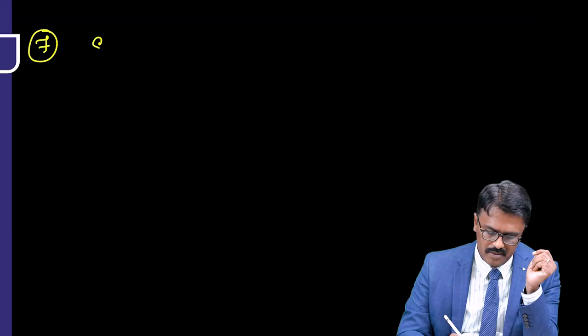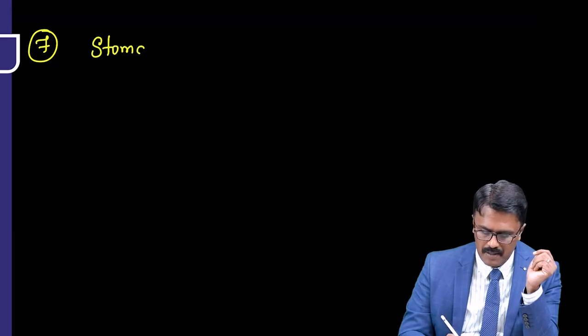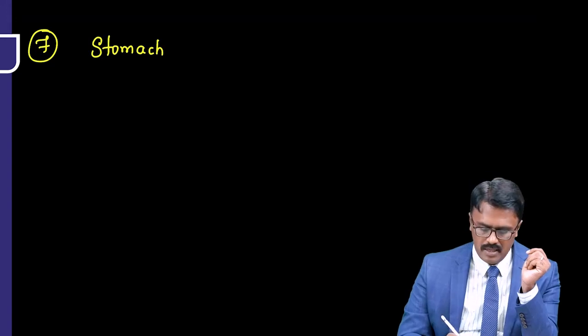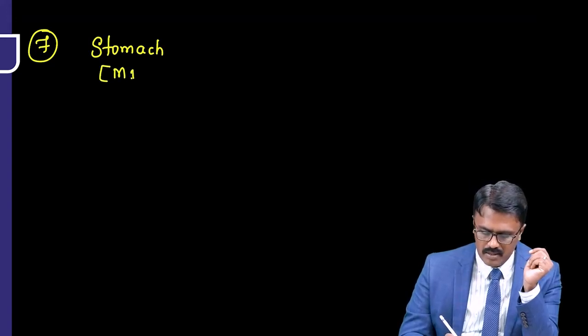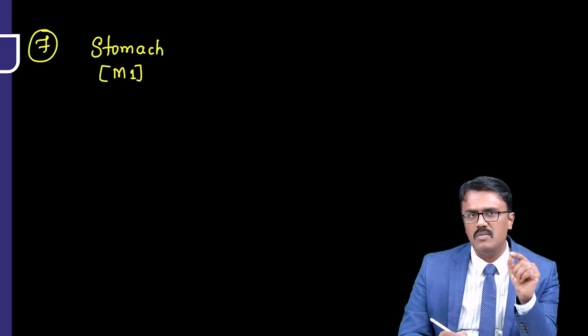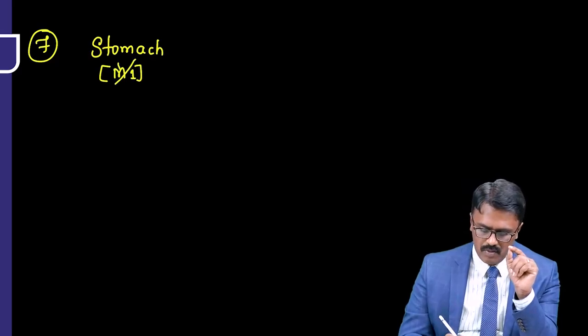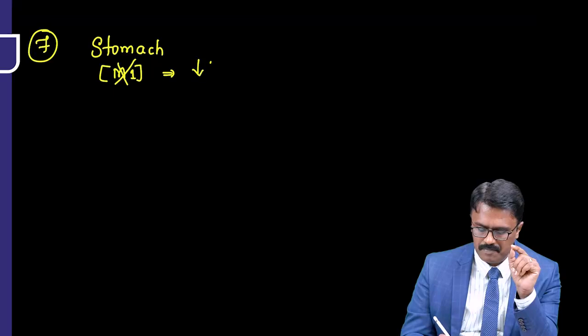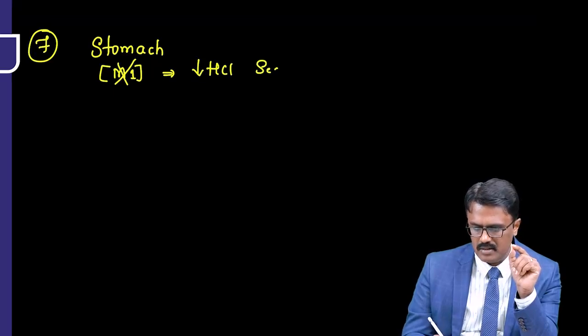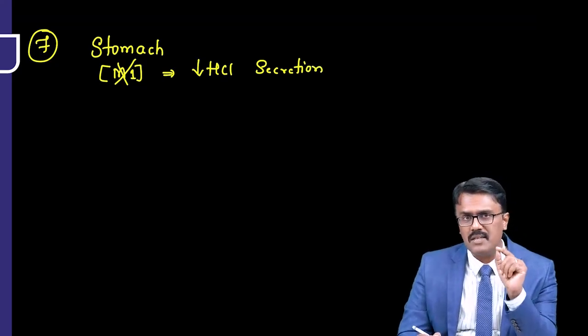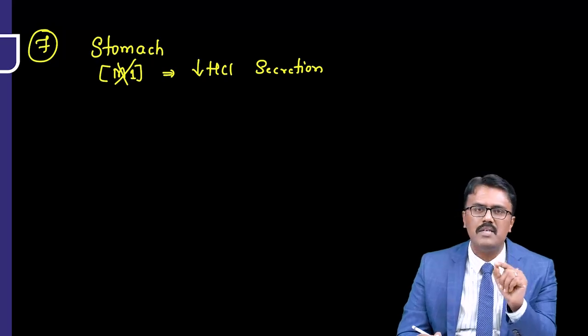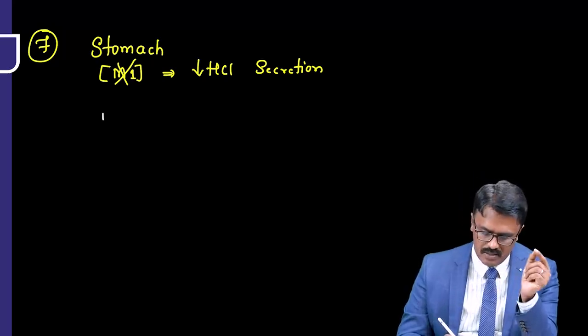So once we are done with the lungs, let us come to the GIT. In the GIT, stomach. And in the stomach, we have the parietal cell, M1. You know that when you stimulate M1, cholinergics cause an increase in HCl. But when you block M1, there is a decrease in HCl secretion. Now can you tell me, where do you want to decrease HCl secretion? Obviously in a patient with gastritis.